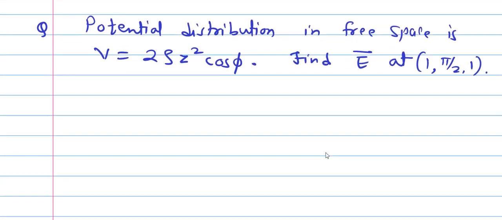Now let's look at one more question. So potential distribution is V equal to 2 rho z square cos phi. Find electric field at 1 comma pi by 2 comma 1. So first of all, E equal to minus of del V.